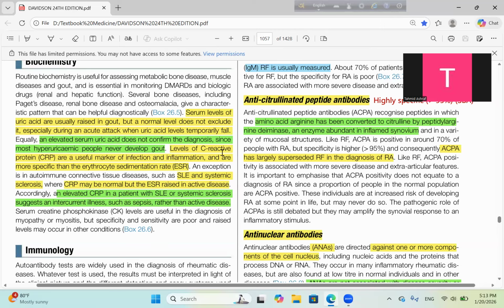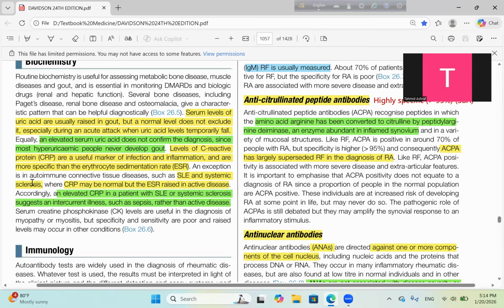Then levels of C-reactive protein or CRP are a useful marker of infection and inflammation. We all know that, and are more specific than the ESR. So erythrocyte sedimentation rate or ESR and C-reactive protein CRP are both markers of inflammation and infection, but ESR is rather non-specific and CRP is more specific than ESR.